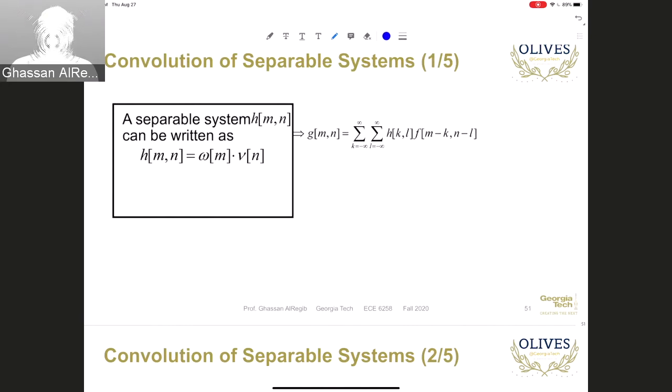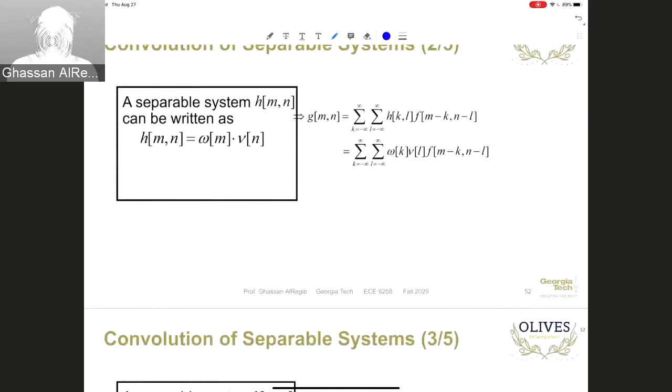In this case, the first situation, I have a general F of M and N, and then my impulse response H is separable. So I can write H of M and N as a product of two one-dimensional sequences, W and V, in this case. So now let's go back to the definition of the convolution. I can call it G, equal to the double summation of H, and then I have F of M minus K, N minus L. And I want to replace H by its definition, which is the product of two one-dimensional sequences.